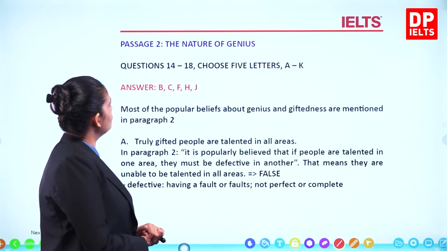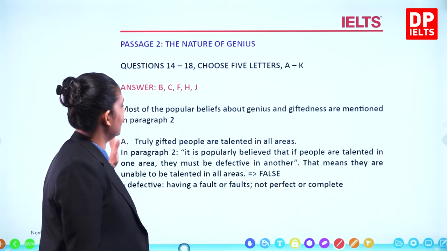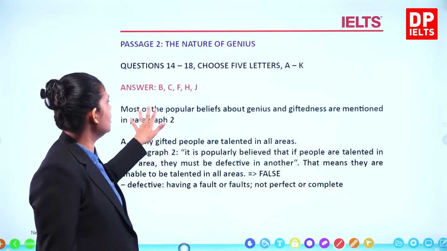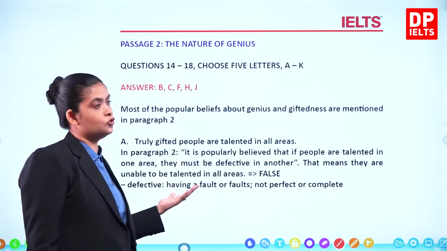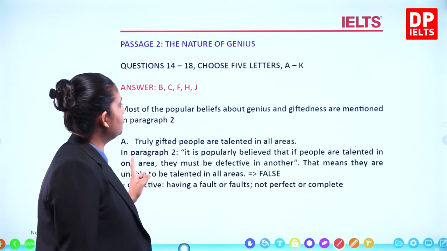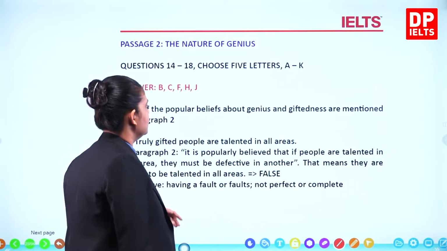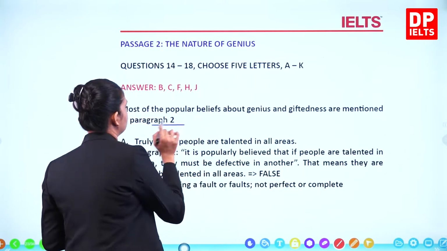So, passage 2, the nature of genius. You have to choose from the letters A to K, right? So the answers are B, C, F, H, J, can be in any order. Most of the popular beliefs about genius and giftedness are mentioned in para 2.